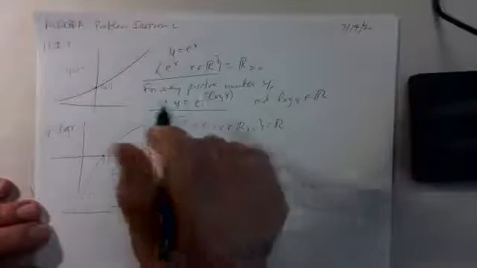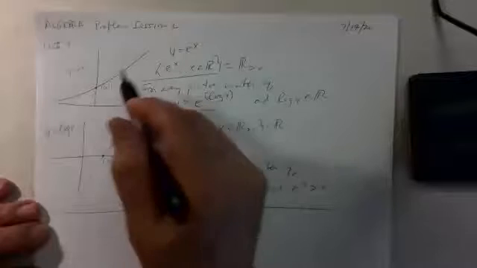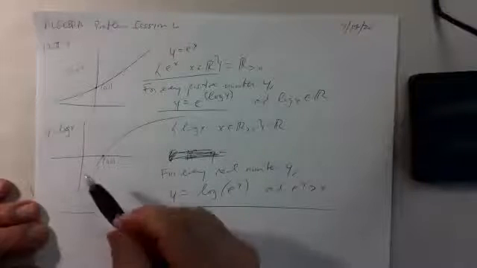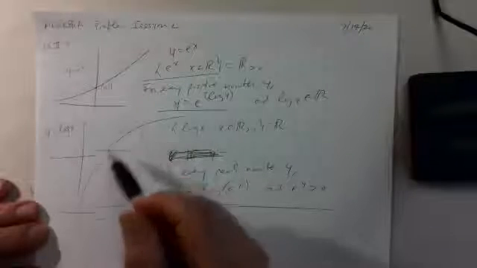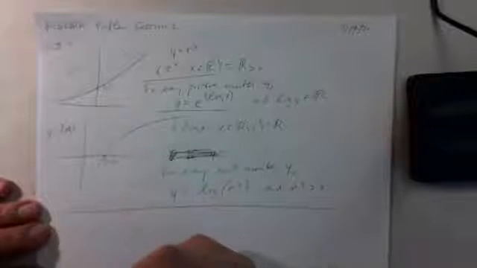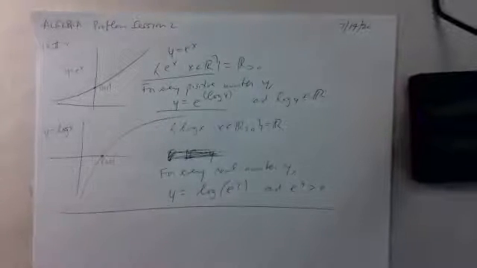For problem 3 in section 1.2, the graph of the exponential function looks like this, and every positive number is e to the x for some x. Just as if you look at the graph of the natural logarithm or any logarithm, every real number is the log of some positive number. And these two graphs show it all.